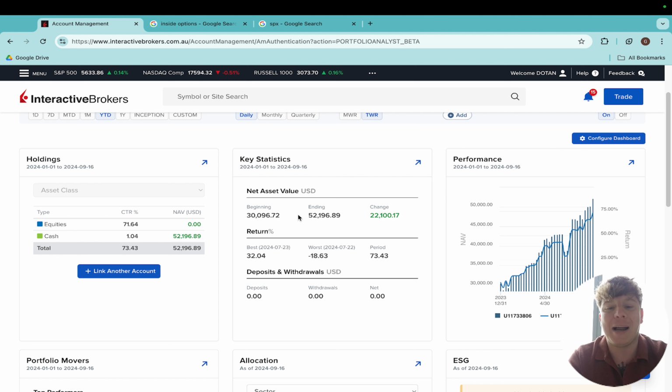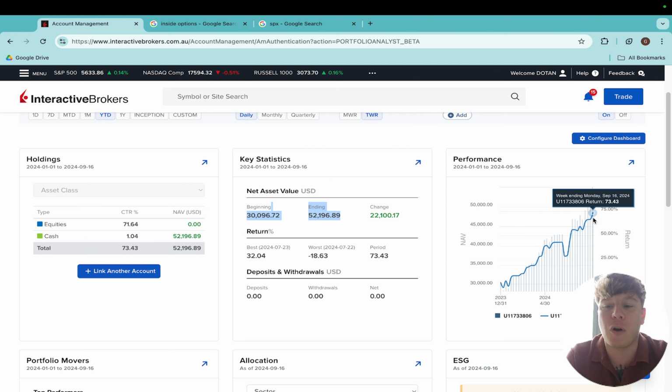$30,096.72 is what I put in, and we're now sat at $52,000. I cannot believe that just by taking 5 seconds out of the days when we trade, copying David from Inside Options, I have made over $20,000. This is unbelievable, $22,100 to be exact. Okay, we're growing and getting further on.